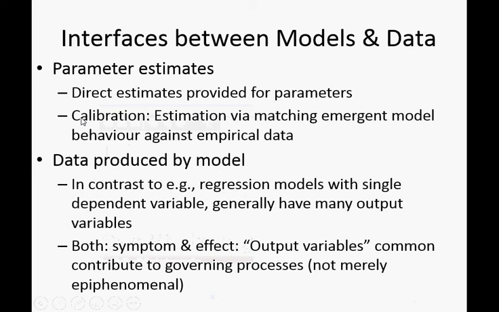So in this context, if we think about models and their interface with data, there's broadly data that's introduced into the model that we tell the model to assume, either direct estimates provided for parameters, and I'll talk a little bit about some of the places those come from, and then through a process known as calibration, we're actually matching data output by the model with empirical data.